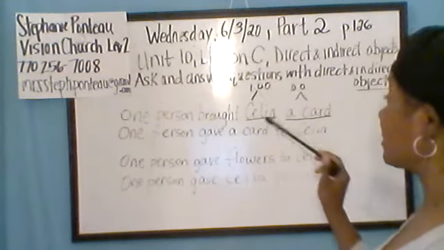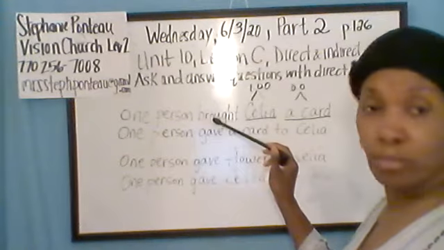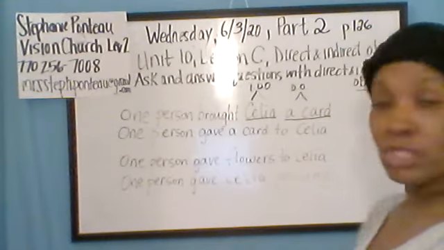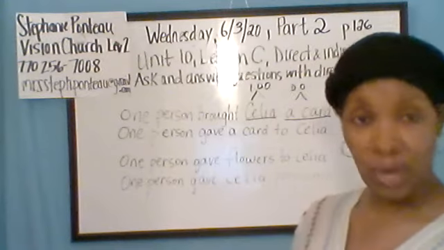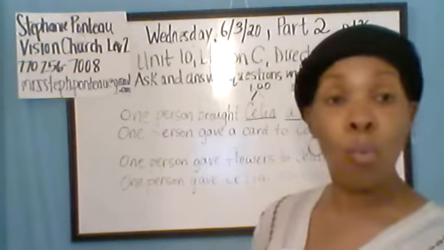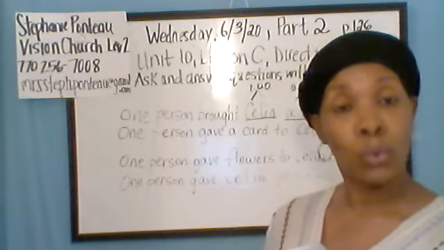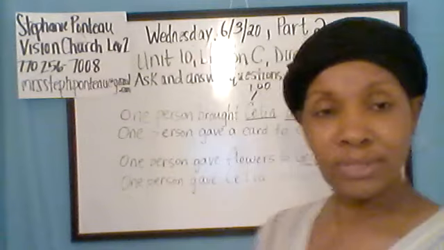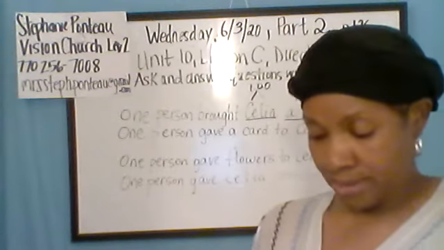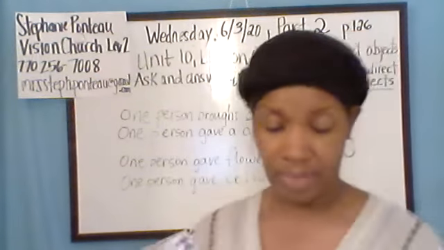So Celia received the card. The card received the action of the verb brought. Okay, that might be a little bit confusing. So just remember who and what. The direct object answers the question what, and the indirect object answers the question who. You'll see this as we do some more examples, and it'll make a little bit more sense. All right, so we're going to learn about direct and indirect objects. So let's look on page 126.